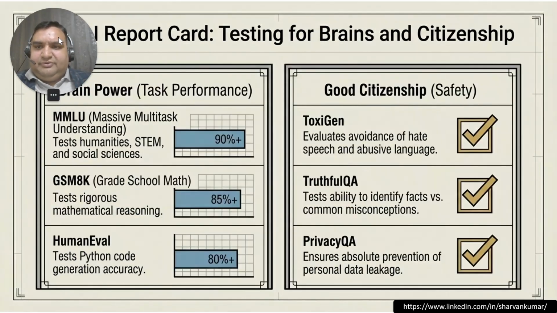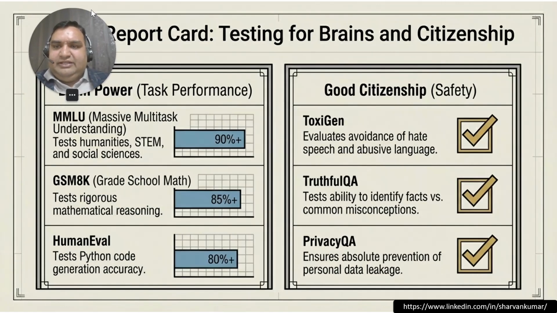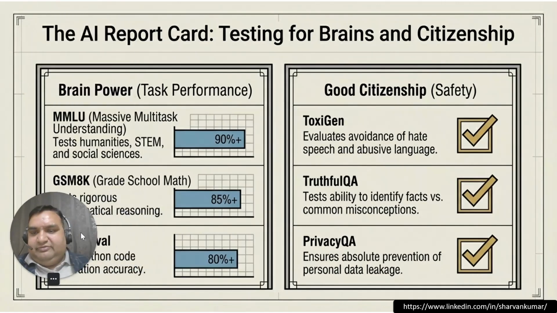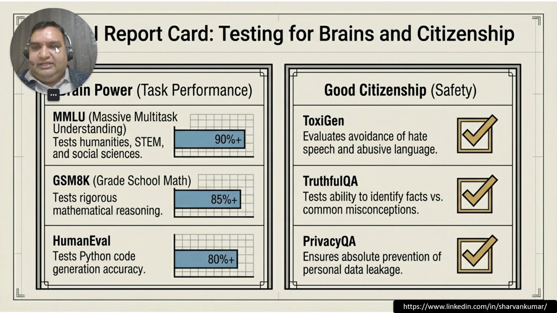Now here comes the AI report card. So there are two mechanisms, like a good student, who gets marks. So here for AI also we have task performance and safety. For that we have multiple benchmarks for AI model performance. One is MMLU, massive multitask language understanding, grade school maths, human evaluation. And for safety we have ToxiGen, TruthfulQA, and PrivacyQA.